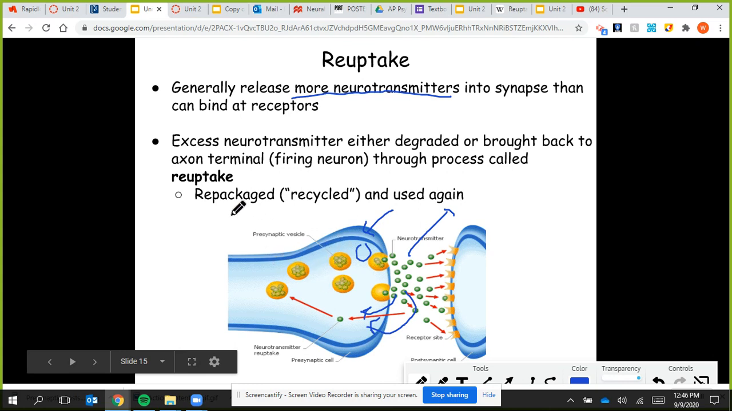Now, we're going to talk later on in the class about what happens when reuptake can't occur, which is something that happens with drugs like cocaine. But with reuptake, they fire, and then excess neurotransmitter is either going to be degraded or is going to be sucked back up into the axon terminal to be repackaged to use again.